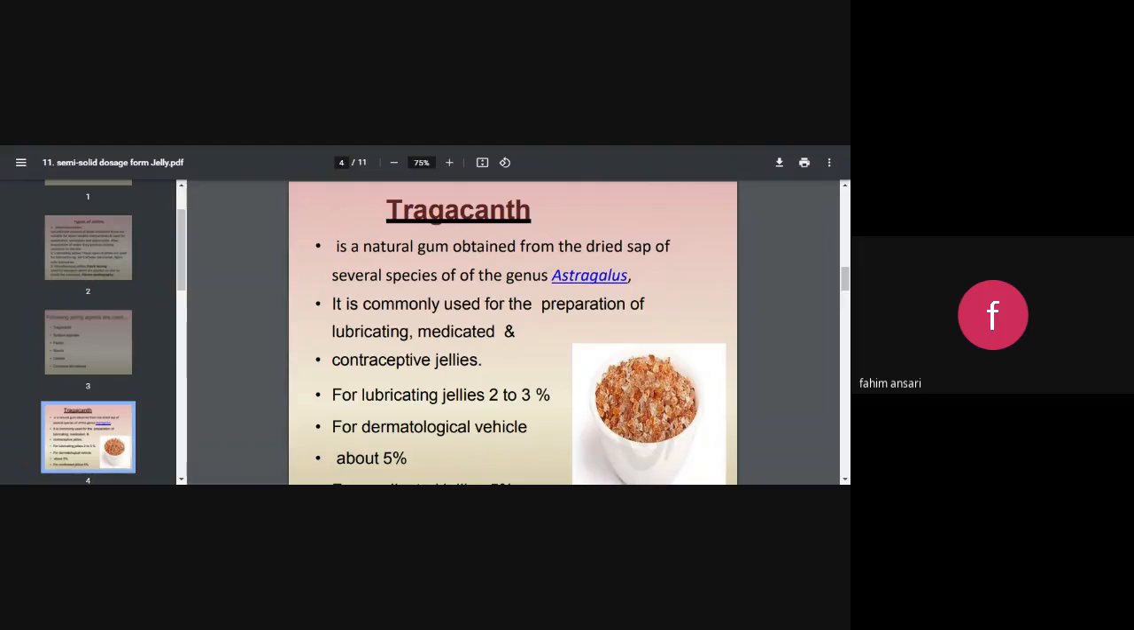First is tragacanth. It is a natural gum obtained from the dry sap of several species of the genus Astragalus. It is commonly used in the preparation of lubricating and medicated jellies. It is also used in the formulation of contraceptive jellies. The concentration of gum required for the preparation of jellies varies from 2 to 5%. For lubricating purposes it may be in the range of 2 to 3%. For dermatological vehicles, 2 to 5%.